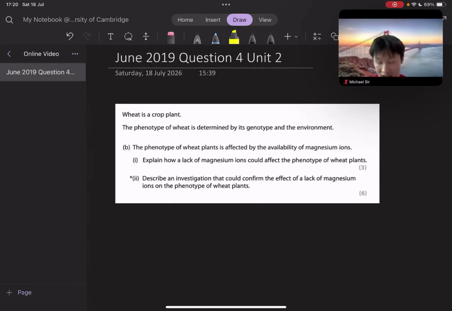Today is a 5-minute free video, which will be going through a past paper question, specifically an experimental question, which I know many of you are afraid of. This question is taken from 2019, question 4 from the Unit 2 paper, and we'll be looking at B2: describe an investigation that confirmed the effect of a lack of magnesium ions on the phenotype of wheat plants.